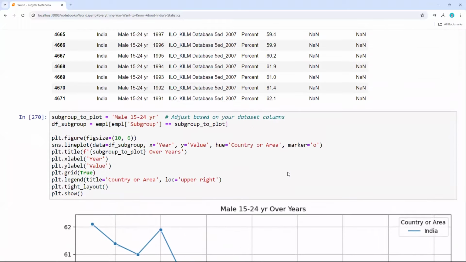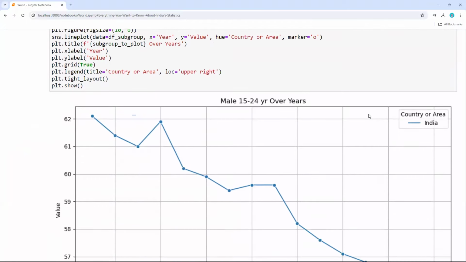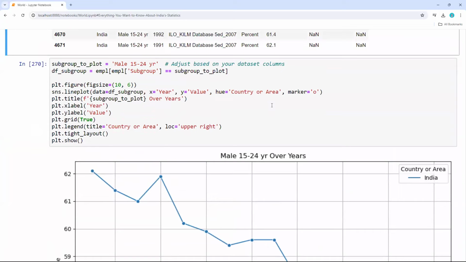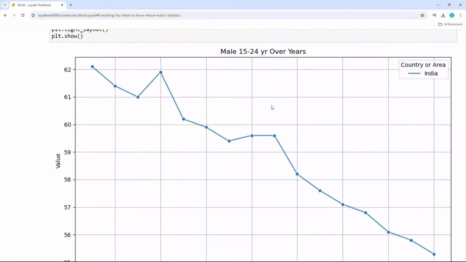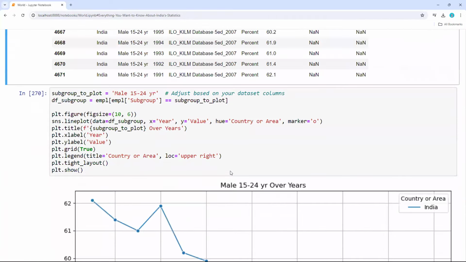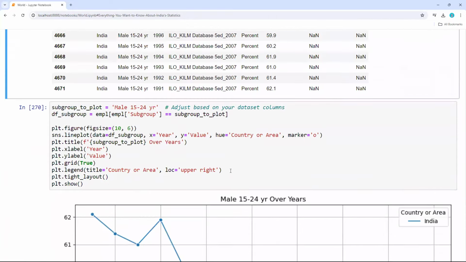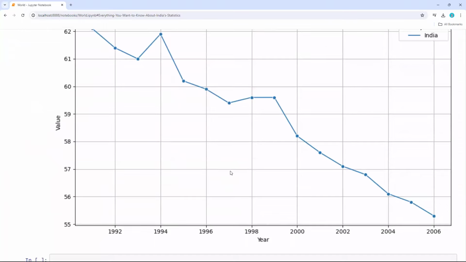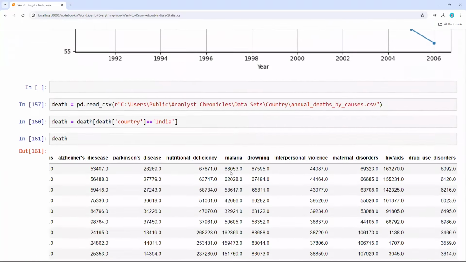Then a lot of people will get jobs. So this is the data for males 15 to 24 years. The unemployment rate decreases year on year. So this is the unemployment rate in India from 1990 to 2006. So this is about the unemployment rate.